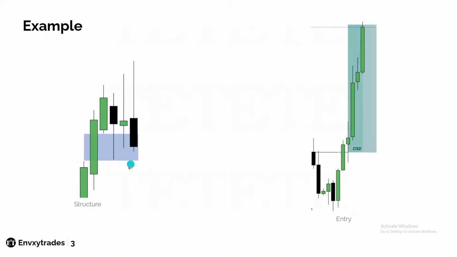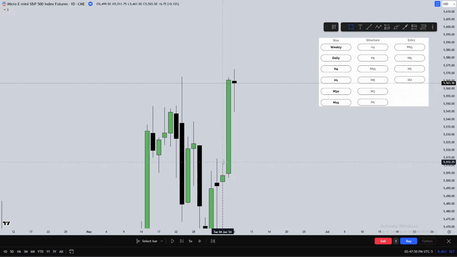And this is how it looked like. We have this 15-minute fair value gap and structure right here, and we can go down to the 1-minute chart and look for our entry. We get this nice change in state of delivery, and we take our position to the highs. And now we can take a look at some examples.